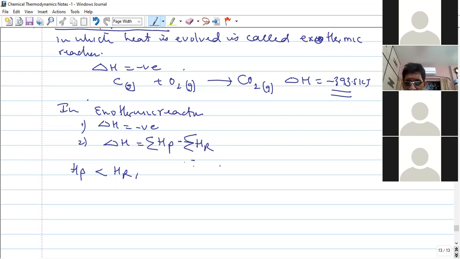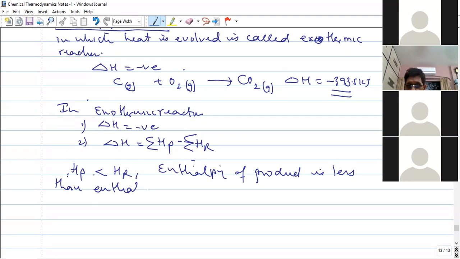That means what is that meaning? Enthalpy of product is less than enthalpy of reactant. Enthalpy of the product is less than enthalpy of the reactant.